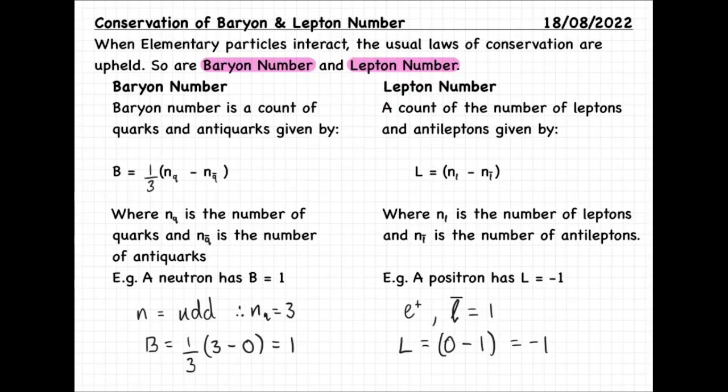We just learned this. This is conservation of baryon and lepton number. Those are baryon numbers and lepton numbers. We're about to answer some questions on it.